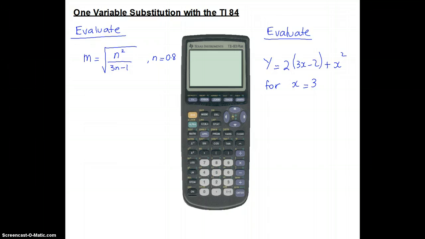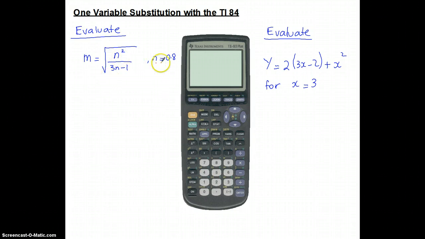GDC can be a really useful tool with evaluating algebraic expressions in one variable. So if we have a look at this one here, we've got m equals the square root of n squared over 3n minus 1. So what you'll notice here is there's only one variable here. So that's what we're looking at this afternoon.